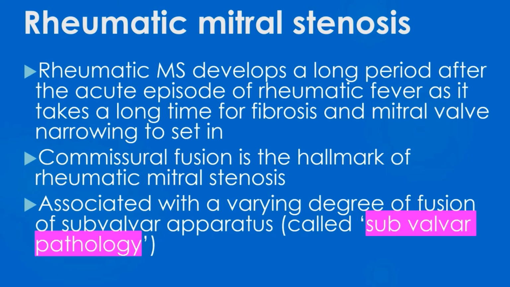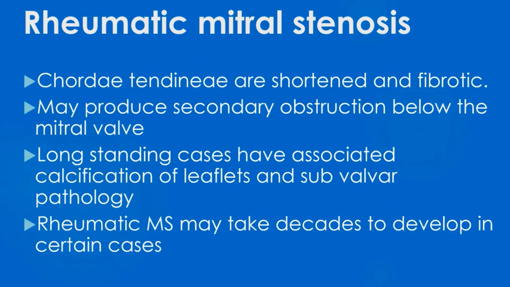Commissural fusion is the hallmark of rheumatic mitral stenosis. It is associated with a varying degree of fusion of the subvalvular apparatus, called subvalvular pathology. Chordae tendineae are shortened and fibrotic. This often produces a secondary obstruction below the mitral valve. Long-standing cases have been associated with calcification of leaflets and subvalvular pathology. Rheumatic mitral stenosis may take decades to develop in certain cases.